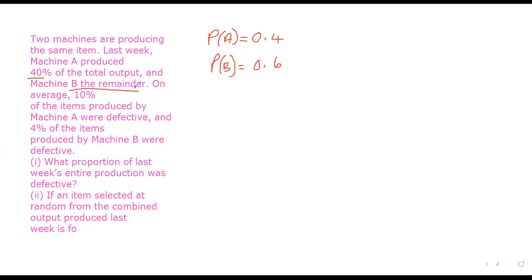Then we are told on average, 10%. Whenever you say on average, it becomes a conditional probability. On average, 10% of the items produced by machine A were defective. So defective items coming from where? A. What was the percentage? 10%, which is 0.10.